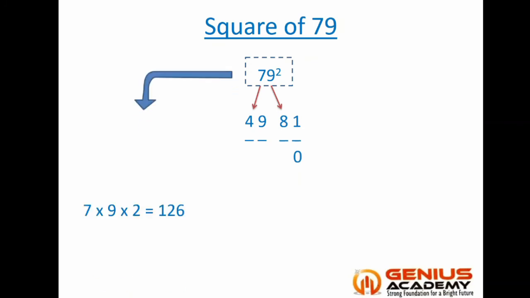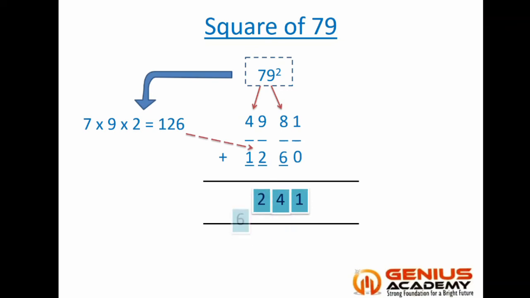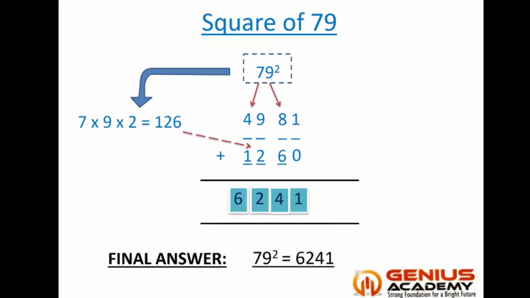Let us take one more. 79. So 7 square is 49. 9 square is 81. Here comes 0 and multiply 3 numbers. So 7 into 9 into 2 is 126. Put 126 here and add 2 numbers. So we get the answer, which is 6241. So 79 square is 6241.